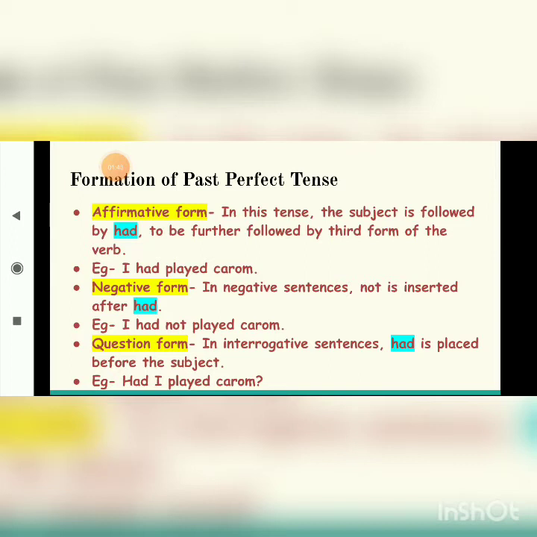Moving to our third form, that is interrogative. In interrogative sentences, had is placed before the subject. Okay, so when we use the word had, before the subject we use the word had. Okay, students, if you look into the example given over here, the word we have added is had. So after adding the word had before the subject, the sentence becomes: had I played carom?